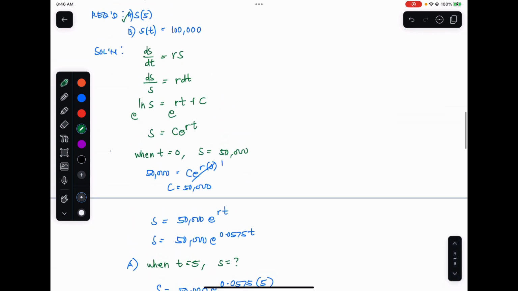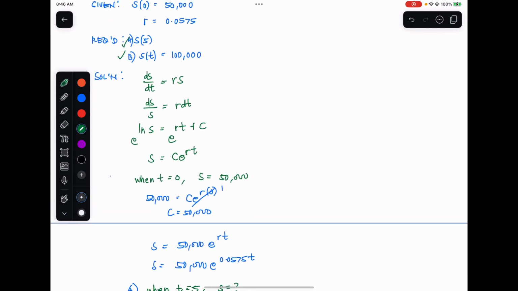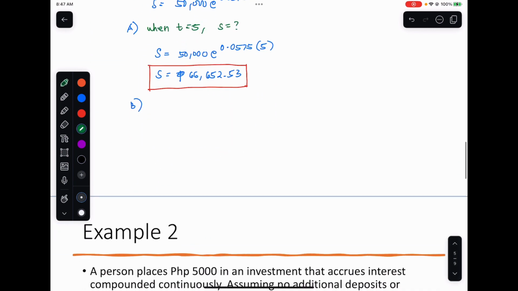For the second requirement, when will it double? Initially it's 50,000. So 2 times that initial amount is 100,000. So when are you going to get 100,000 in the bank? So when S is 100,000, what would be the time?